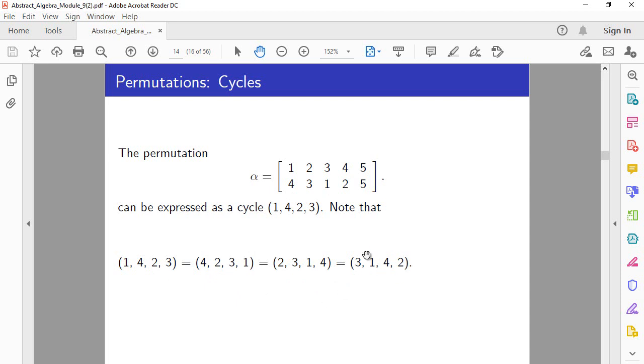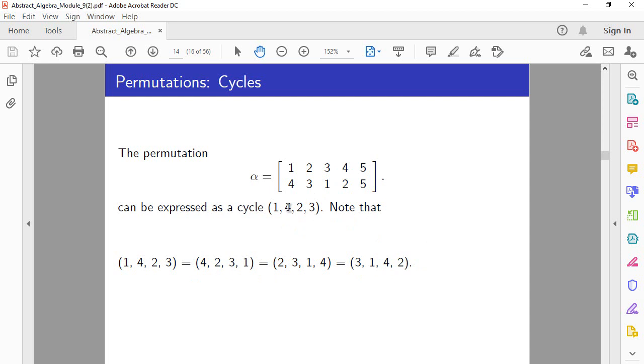So for example, if I write this in tabular form, I'm going to get the same alpha here. So this is telling me that 1 goes to 4. This is telling me that 2 goes to 3. This is telling me that 3 goes to 1. It's telling me 4 goes to 2. So this is exactly the same as alpha. You can check that each one of them is the same as alpha.